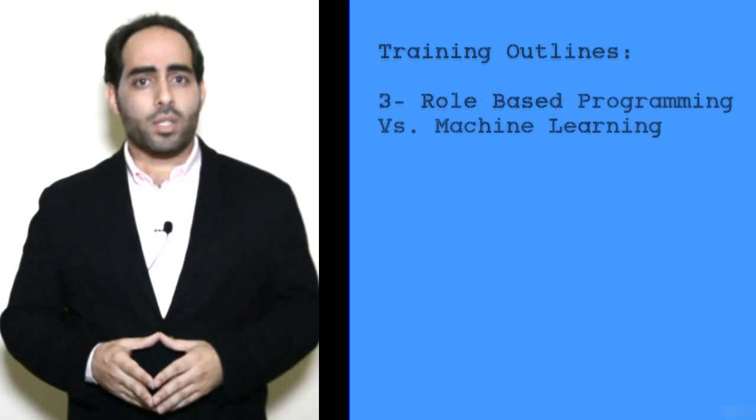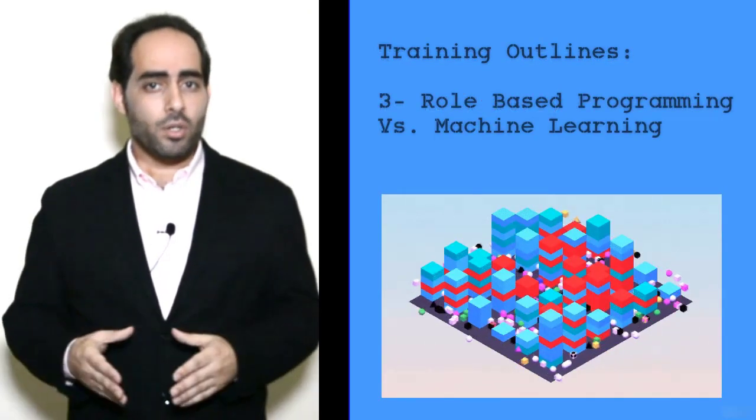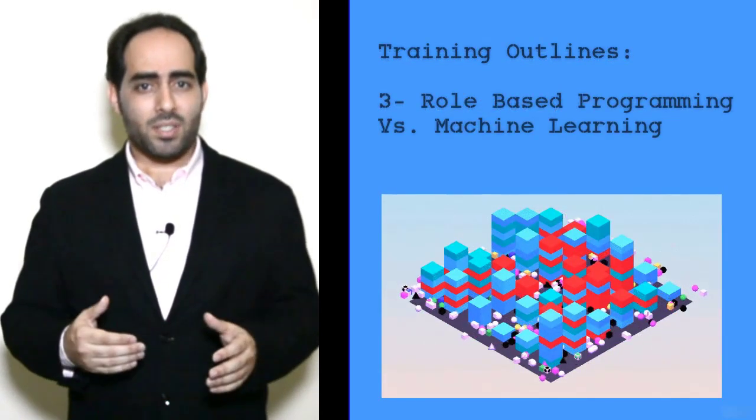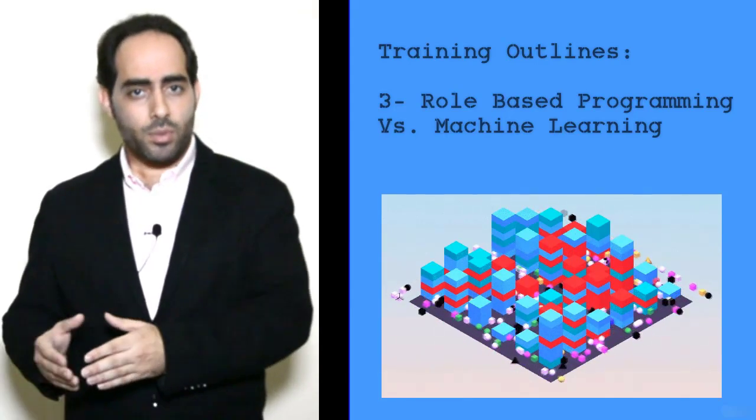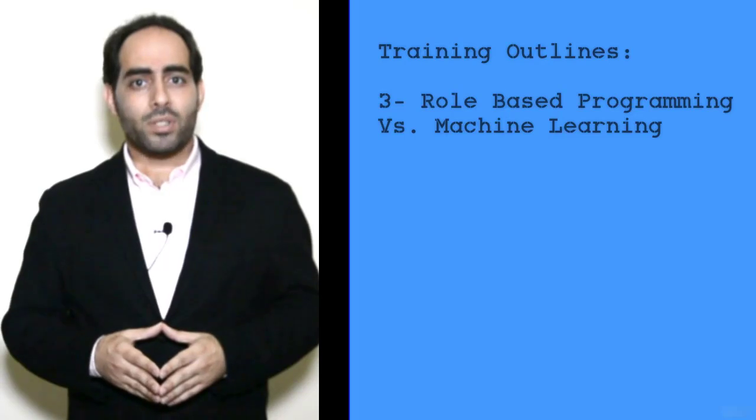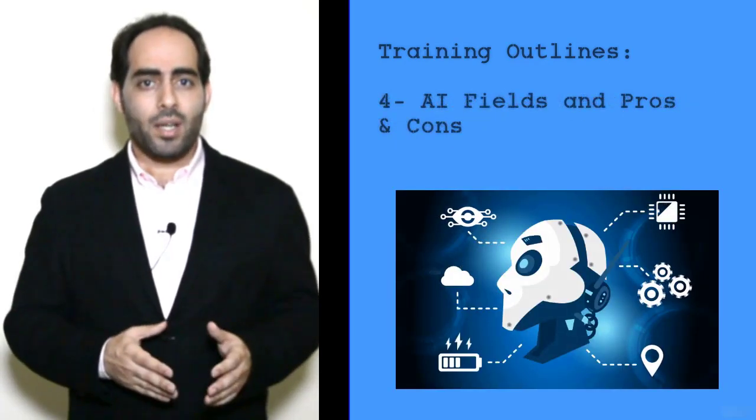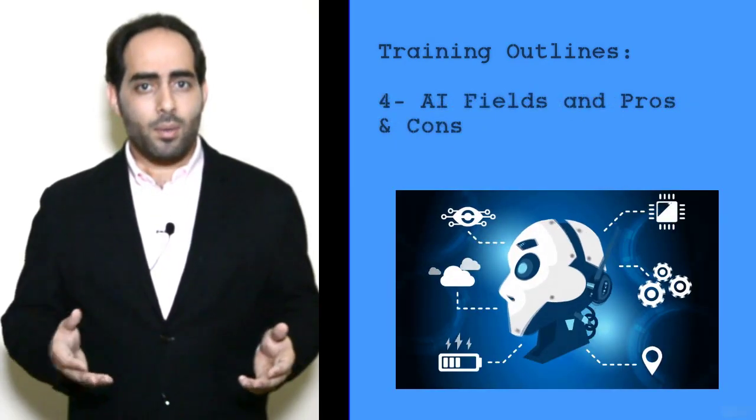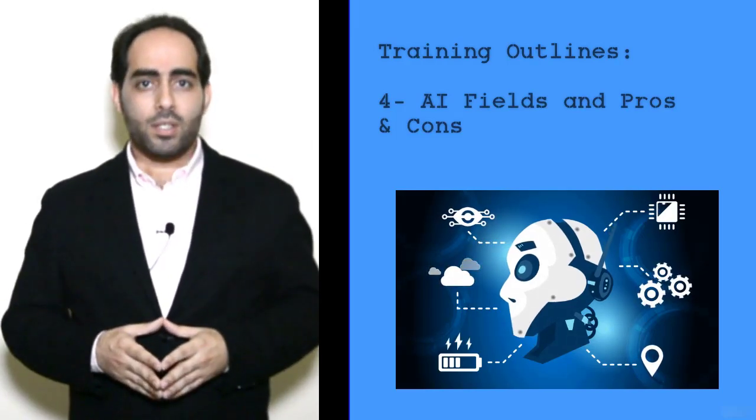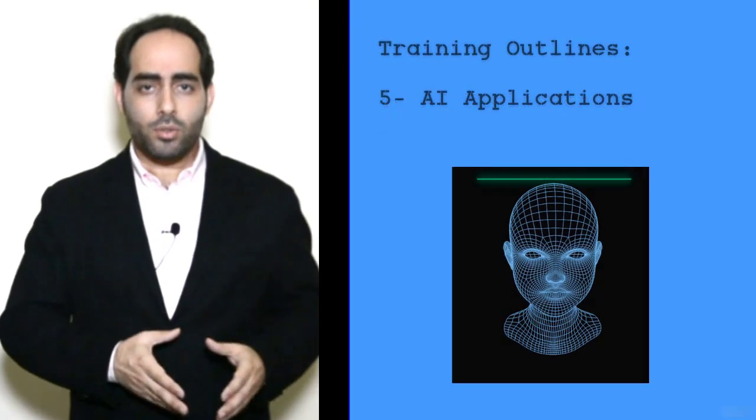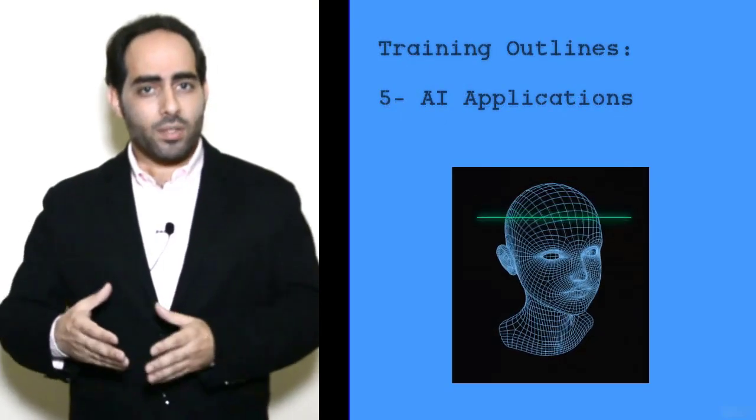Then we will talk about rule-based programming and machine learning to see the difference between the regular way of programming and artificial intelligence programming. Then we will talk about different fields of AI and we will highlight some examples, plus we will explain AI pros and cons. After that, we'll take a look at the applications available today and what we can expect from this technology in the future.